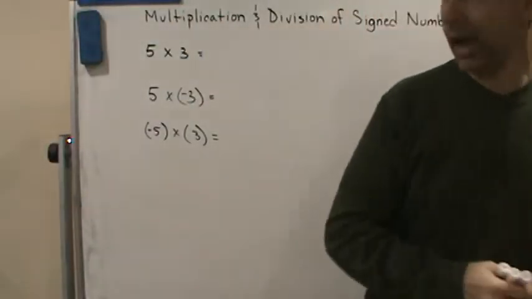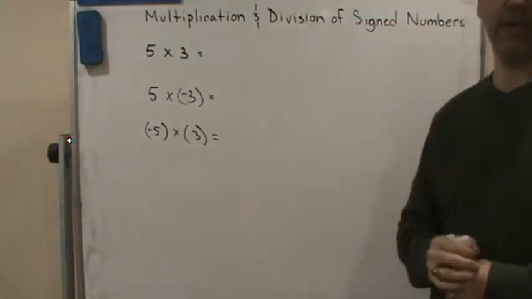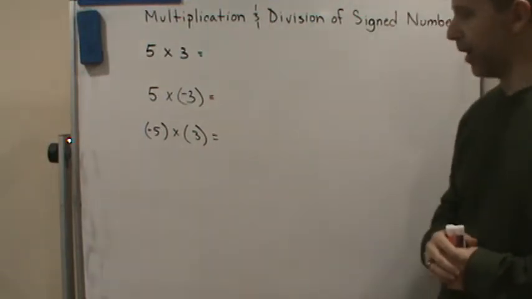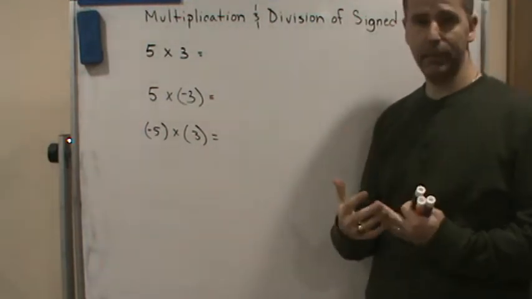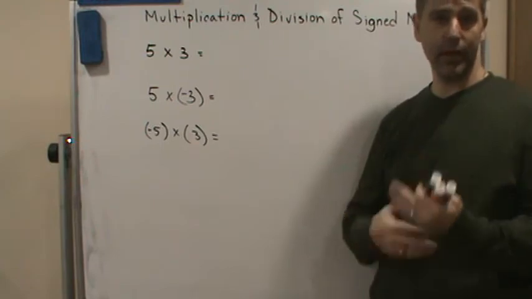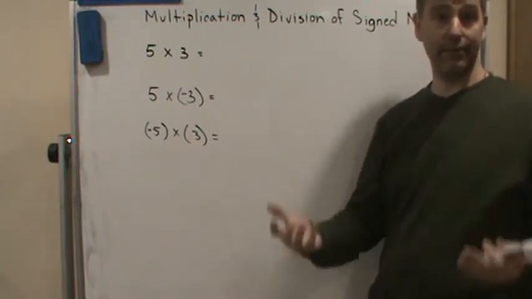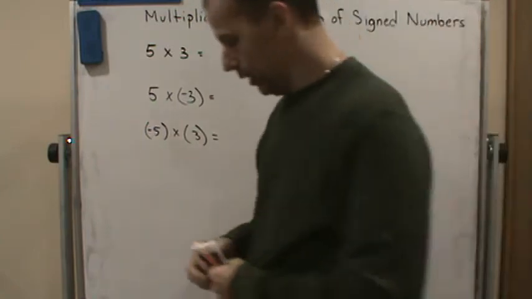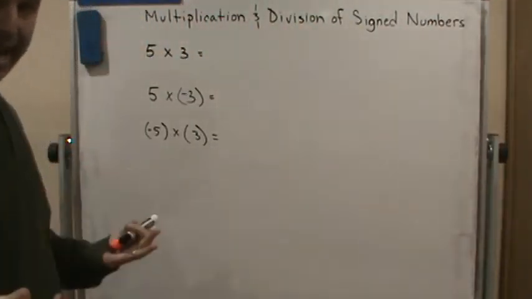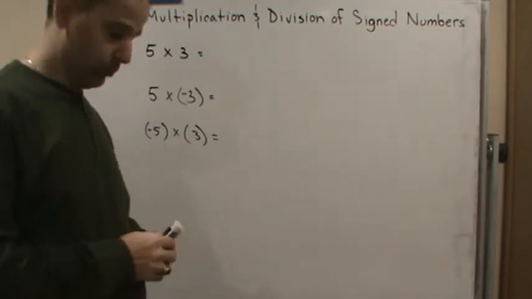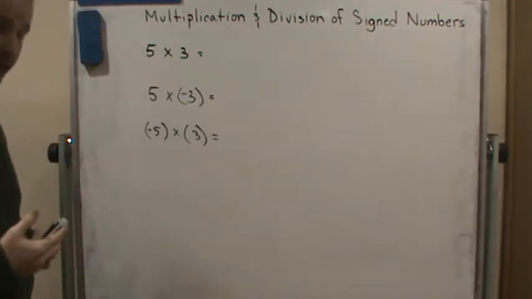Okay, welcome back, and now we're going to talk about multiplication and division of signed numbers. Okay, so now I'm going to go through a couple of examples, again, just like I did with subtraction, to see a pattern. And again, I'm going to use the definition of multiplication, right? So multiplication is just fast adding. You're just adding things quickly, adding things over and over again.